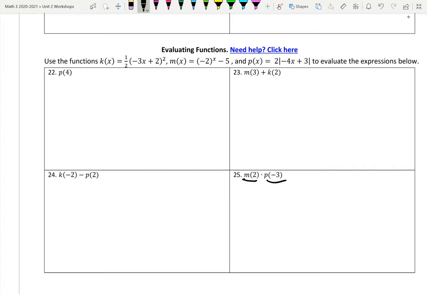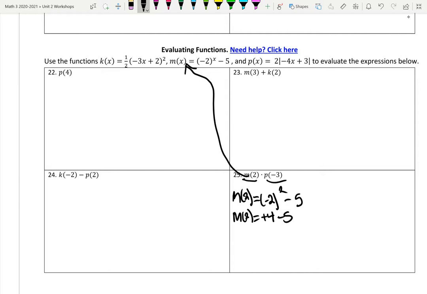So the first thing I'm going to do is put this 2 into this m of x. So m of 2 is going to be equal to negative 2 squared minus 5. Let me go ahead and figure out the answer. Negative 2 times negative 2 is a positive 4 minus 5. This is going to result in an output that is negative 1.